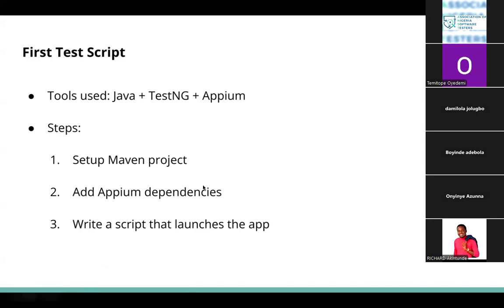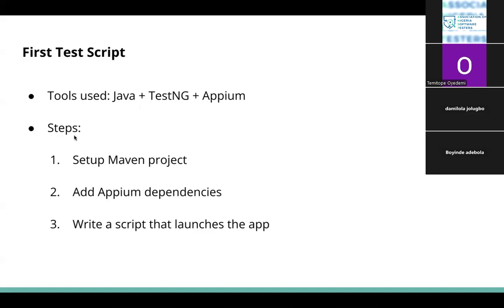All right, so let's continue. So we have the tools that you use to write your first test. We have Java, it's a prerequisite. We have TestNG that will help in managing your test, and then we have Appium itself. So we install some of these as dependencies in your POM. In case you don't know what POM is, we explain that later.